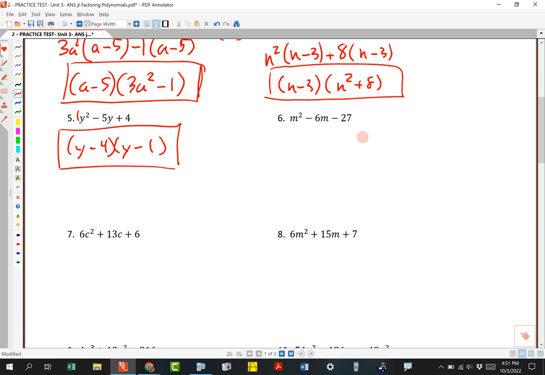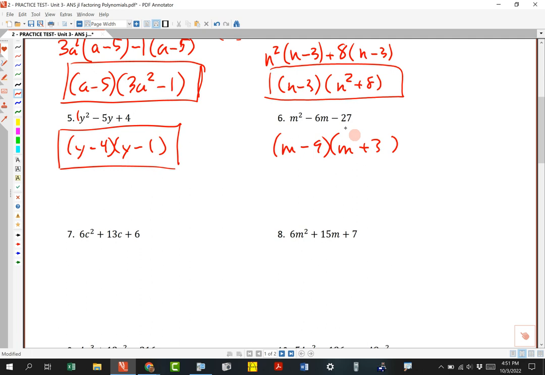This is similar. Again, easy trinomial starts off with a 1. So we're going to have an m and an m to make the m squared. And then I need numbers here and here that multiply to be negative 27 that combine to be negative 6. So think about that for a second. Numbers that multiply to be negative 27 combine to be negative 6. That is going to be negative 9 and positive 3.